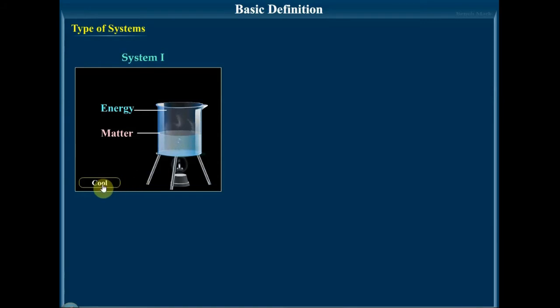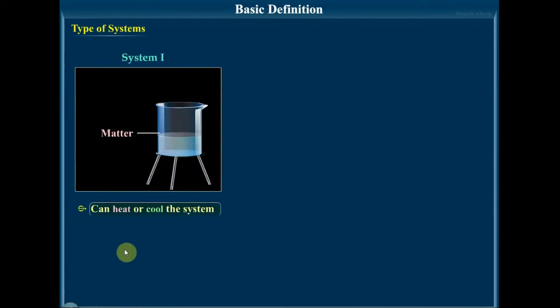Now here they are asking us to cool. We are cooling it. So that is, the burner is removed there. Now remove matter. The matter is removed. You can easily remove the matter, right? Because it is kept open. So that is the system 1 shown here. So in the system 1, you can heat or cool the system. Heating and cooling the system is possible.